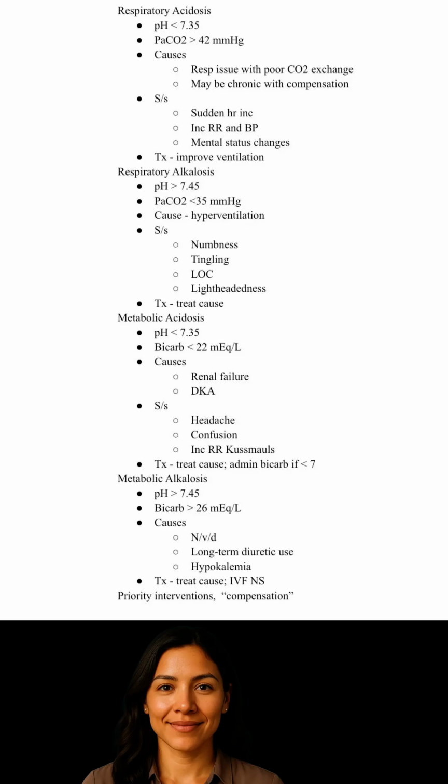In severe cases where the pH drops very low, we may need to give sodium bicarbonate to help balance the acid levels. Now let's explore our final acid-base disorder, metabolic alkalosis. You'll see a pH above 7.45 and bicarbonate levels greater than 26. The most common causes include prolonged vomiting, extended use of diuretics, low potassium levels or hypokalemia. Key symptoms to monitor: nausea, vomiting, dizziness. To treat this condition, we typically give IV normal saline while addressing whatever's causing the alkalosis in the first place.